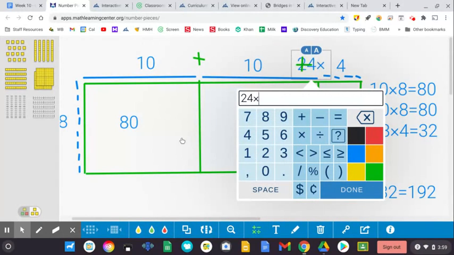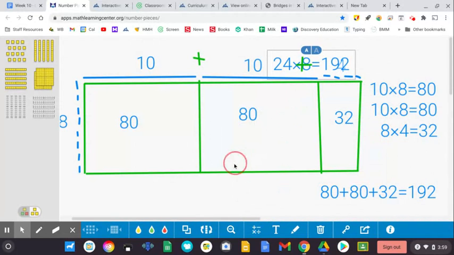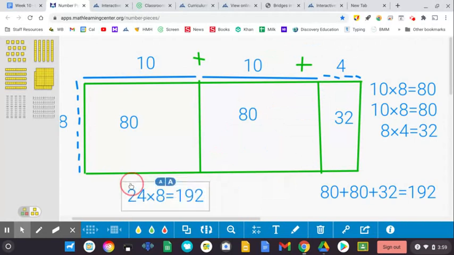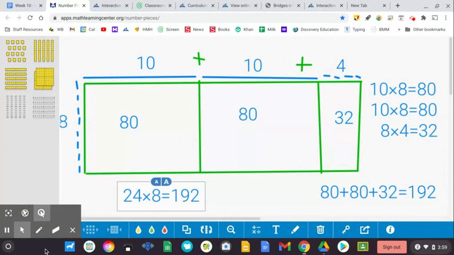times 8 equals 192. So the multiplication equation is 24 times 8. 10 plus 4 equals 24 times 8.